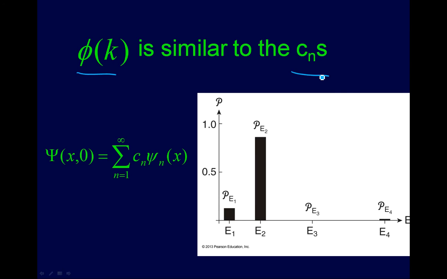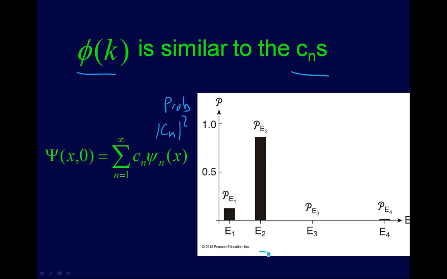Another way to think about this is, here's our phi of k's. We're trying to say that they're similar to the cn's. And so here, some books like to do little charts like this. This is the probability on this side, and then these are the different En's. And so basically when you talk about probability, what you're plotting is your cn absolute squared.